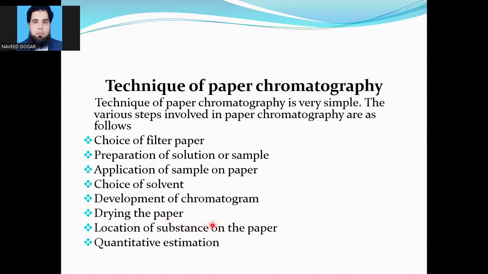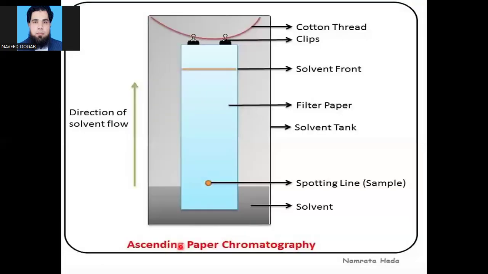If they are not colorful or they are colorless, we have to locate them through different locating agents. And then after that, we have to measure the RF value, which is called quantitative estimation. RF value means rate of flow, or you can say retardation force. Simply, retardation force will tell us which component has more affinity with the stationary phase or which one has more affinity with the mobile phase. We will discuss all these steps one by one.